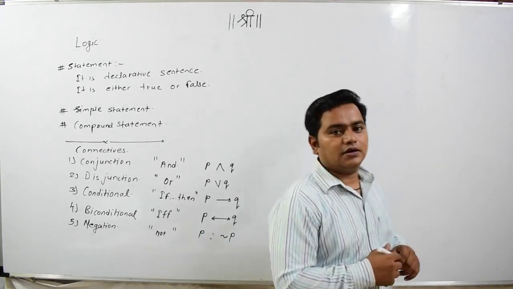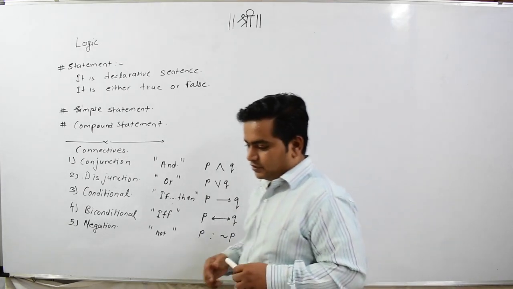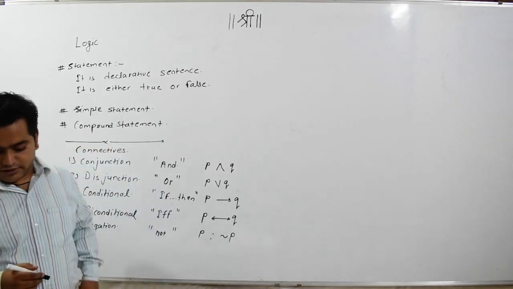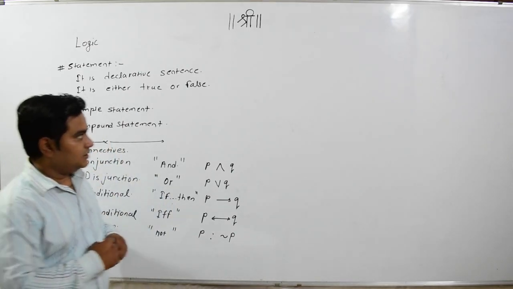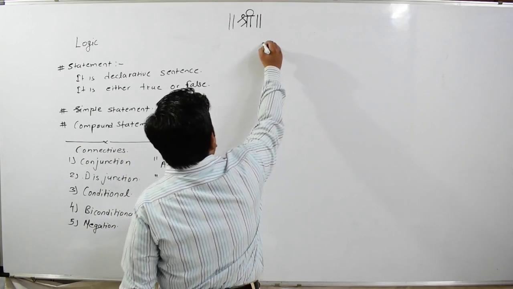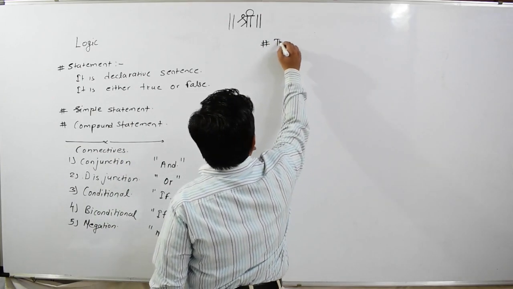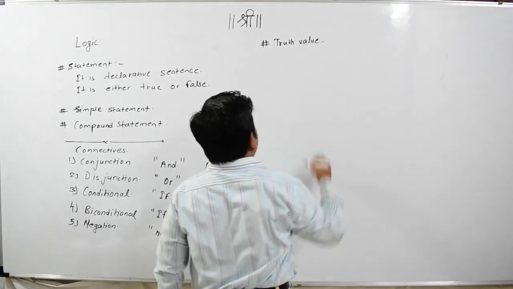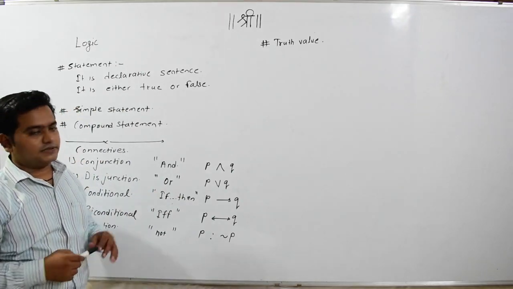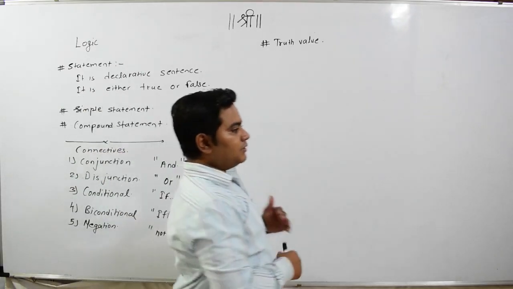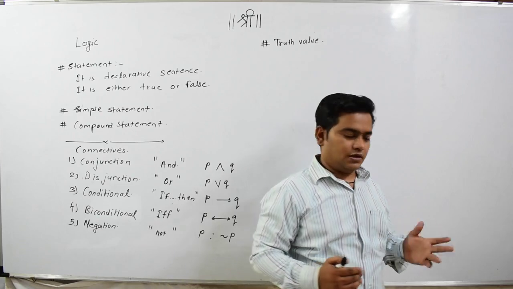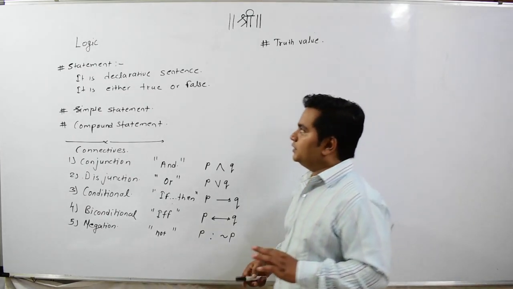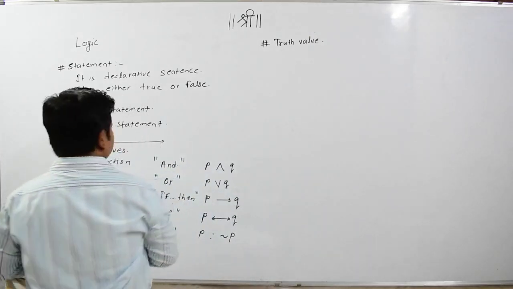Now we will see truth value, the most important part. How do we indicate the truth value? Truth value indicates whether the given statement is true or false. It can be either true or false, so we need to understand how exactly it works.